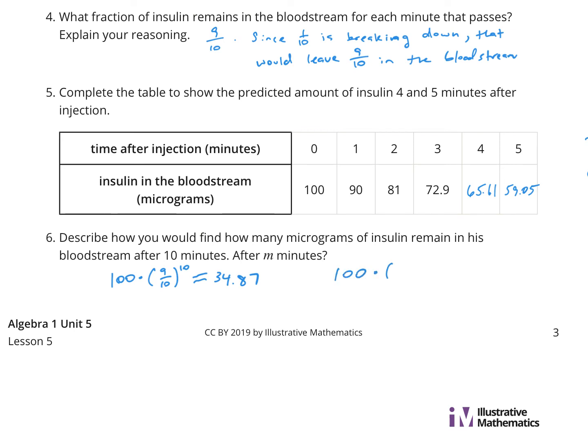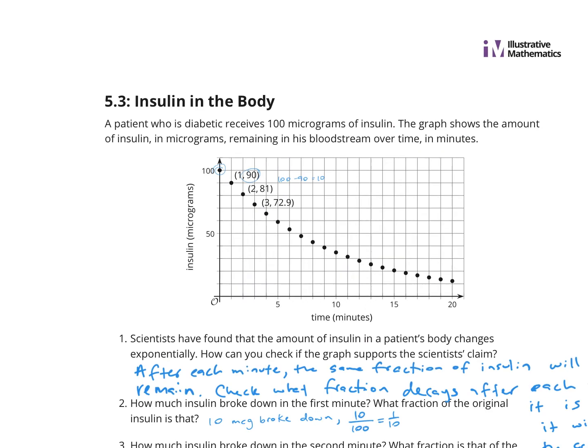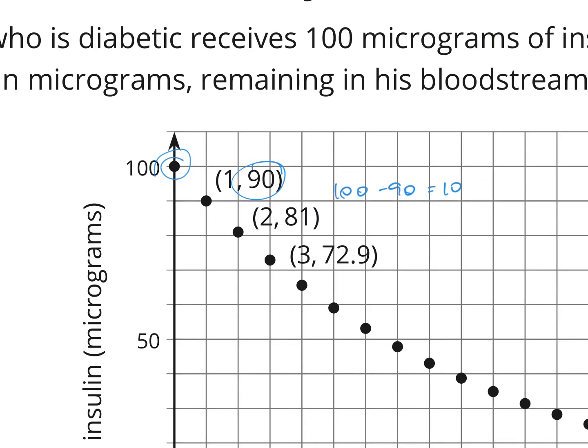So in general, if we don't know any given minute, the expression that we could use is 100 times 9/10 to the m power. We could even take that a step further and we could make an equation. So if I is the amount of insulin remaining in the body, we would say I is equal to 100 times 9/10 to the m power. Just remember the 100, that's what we're starting with. It is also our y-intercept. It's our vertical intercept.